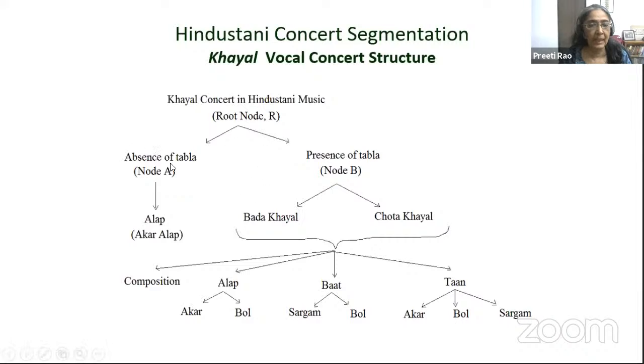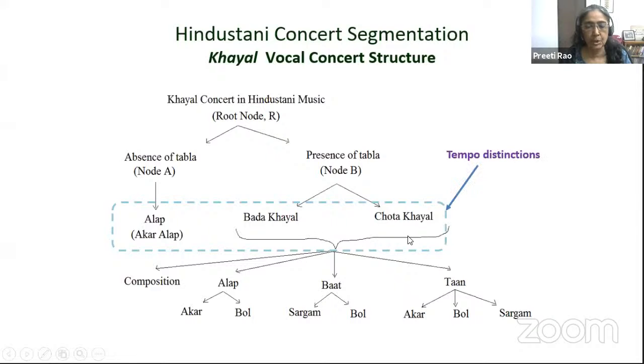So for example, we have the alap, which does not have tabla. Then you have the part that is played with the tabla, which is what we call the bandish section. And then, of course, the musician starts with the alap, goes on to play the bada khayal and the chota khayal. The bada khayal is the one at the medium tempo or slow tempo. The chota khayal is typically rendered at drut, or the fast tempo. And then each of them has very distinct sections, such as sargam, tan, and so on.